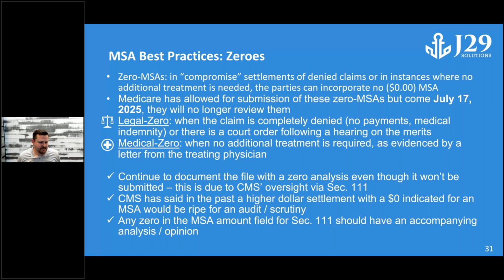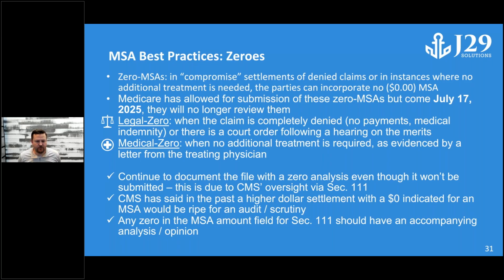Lastly, and I believe this is the last slide, we're going to talk about zeros a little bit. So a zero would be if you just had a purely compromised settlement where there is a wholly controverted or disputed claim, and the individual is not being compensated for future medical expenses. It's perfectly fine typically to incorporate a $0 MSA. This is where usually no payments, medical or indemnity, have been made, completely denied.